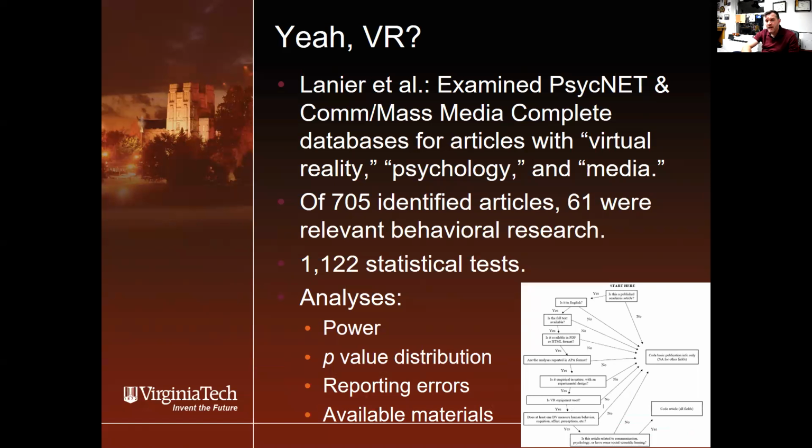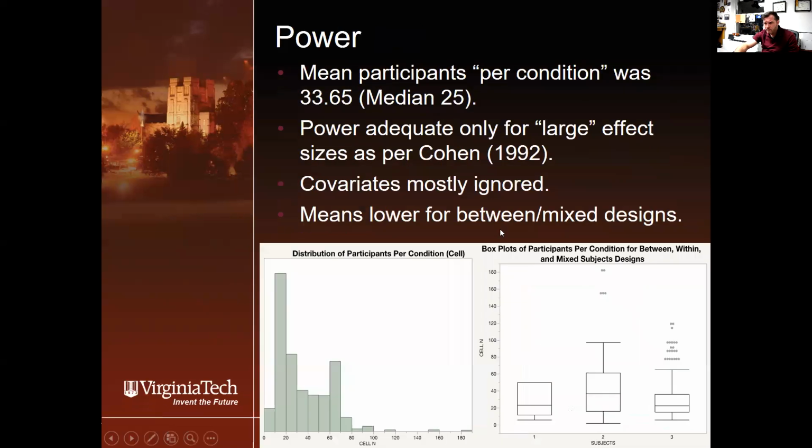And really all we looked at, again, I think this is very simple, and I'm hoping that the idea sells itself, that we should do this with a lot more bodies of literature. We looked at how much power is there, how the p-values are distributed, how often reporting errors occur, and how often materials are available. So again, just really looking at four things that, as you'll see here in a minute, are very simple to look at.